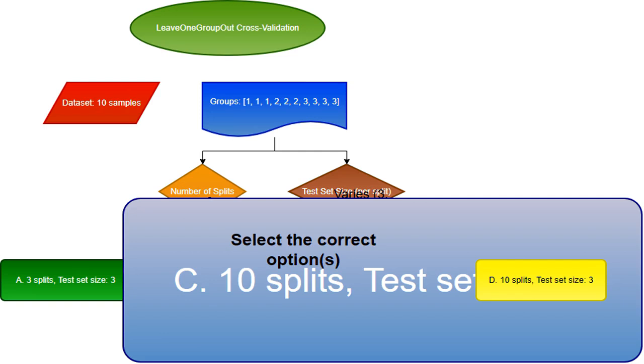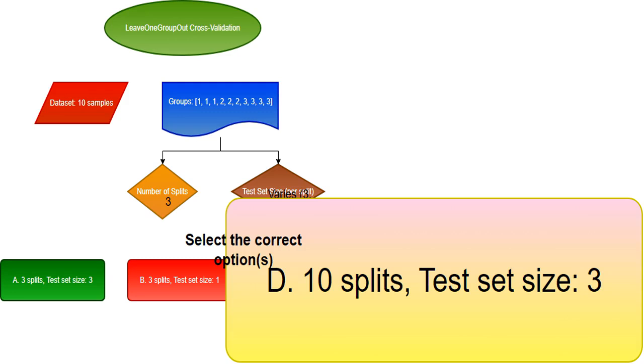This option is incorrect. It suggests that I split the data 10 times, once for each sample. However, LOGO doesn't work that way. It uses the groups, not individual samples, to define the splits. This option is also incorrect for the same reason as option C.